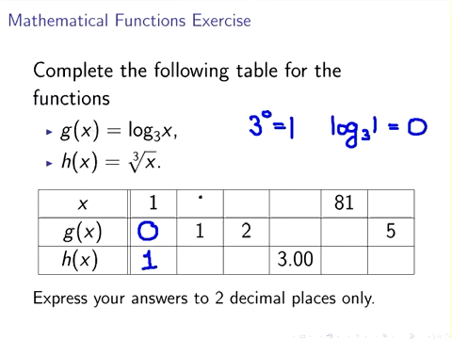Now let's go on to the next column. We are given that the log to the base 3 of some value is 1. Necessarily that has to be the number 3, because 3 to the power of 1 is equal to 3. So log to the base 3 of 3 is 1.